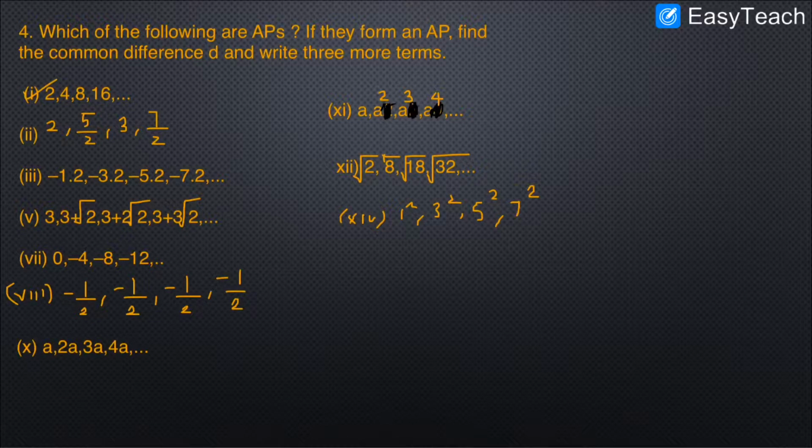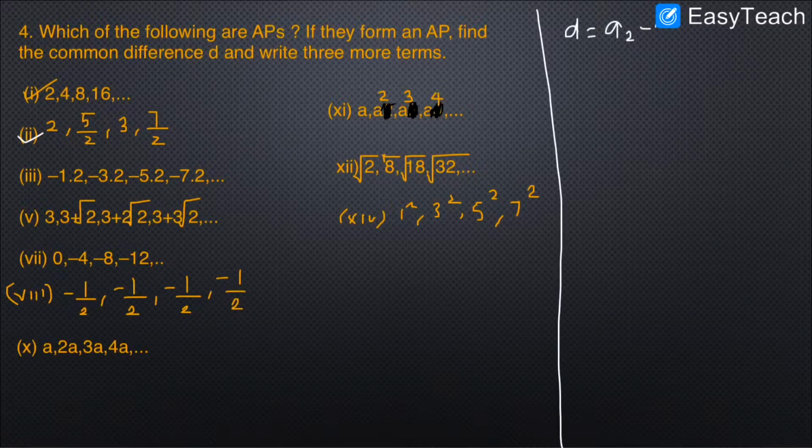Let's do the first question, which is 2, 4, 8, 16. Since it is very easy, let's move on to the next problem. The second one, 2, 5 by 2, 3 and 7 by 2. So let's find out the difference. The difference is A2 minus A1. Here A2 is 5 by 2 minus 2, which gives me 1 by 2.